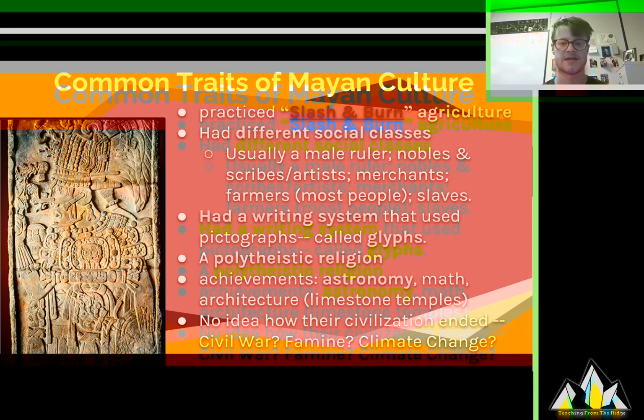Also, the Mayans had a polytheistic religion. Again, polytheism, many gods, probably centered around a sun god, is a safe assumption there. But they're by far probably known for two big achievements: number one, their calendars and astronomy, which we'll get to in a second, and then also their monumental architecture, these huge limestone temples that they constructed, which we'll do a virtual tour of later.